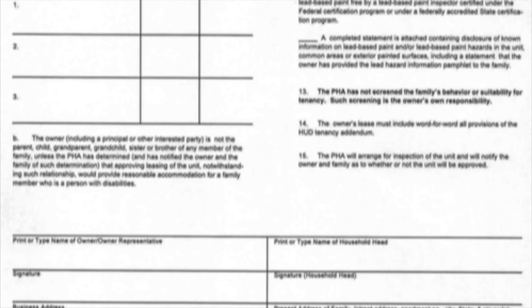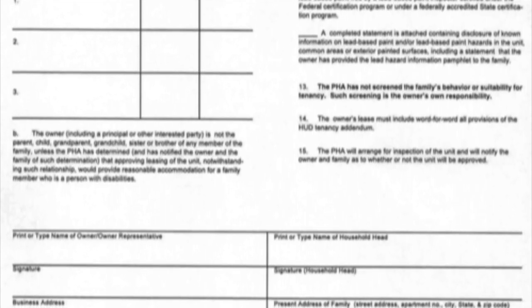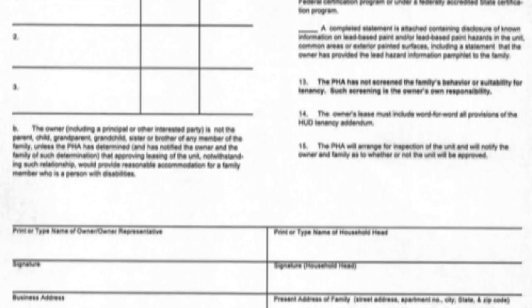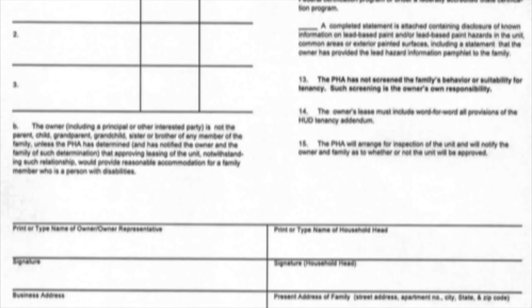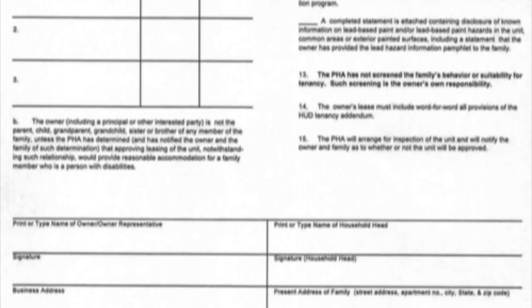Or a completed statement is attached containing disclosure of known information on lead-based paint and or lead-based paint hazards in the unit, common areas, or exterior painted surfaces, including a statement that the owner has provided the lead hazard information pamphlet to the family.